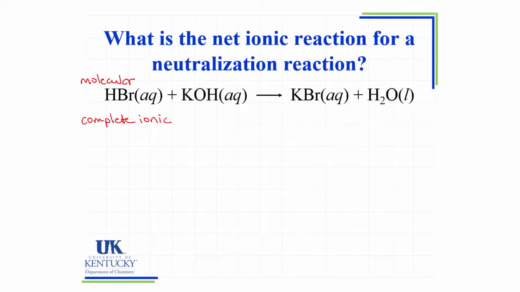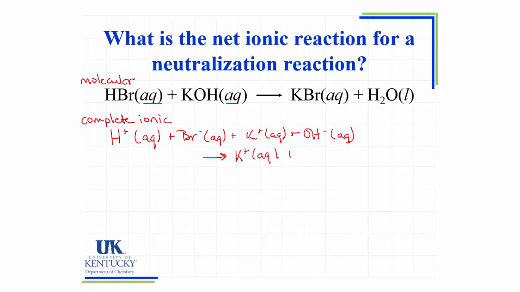And remember that anything that's listed as aqueous is broken apart into its ions. So we have H+ aqueous, plus Br- aqueous, plus K+ aqueous, plus OH- aqueous. So now we have all of our reactants taken care of. Both of them are aqueous, so everything is written as an ion. And then we go to our product side, and we see that we have K+ aqueous and Br- aqueous because we have an aqueous substance there.